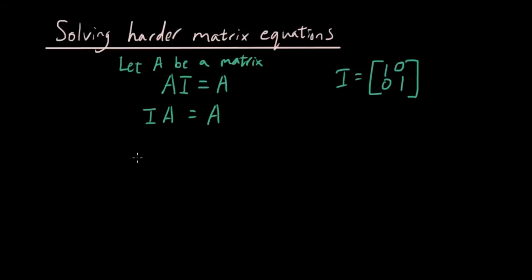Another thing I want to remind you guys is that any matrix multiplied by its inverse, which we've shown you how to find, is going to give you the identity matrix, and you can also multiply by the inverse at the front. It'll still give you the identity matrix.